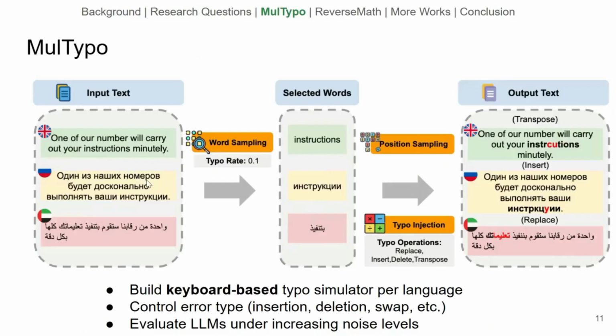After obtaining this word, we do another sampling, which is position sampling. When you type a word, the probability of a typo happening differs by position in the word. We also take that into consideration and randomly sample one character position to which we apply a typo operation. For instance, we replace one character of this word, or we swap two characters in this word, or we just randomly delete one. After that, we obtain this synthetic typo data. We use this to evaluate LLMs on different tasks.